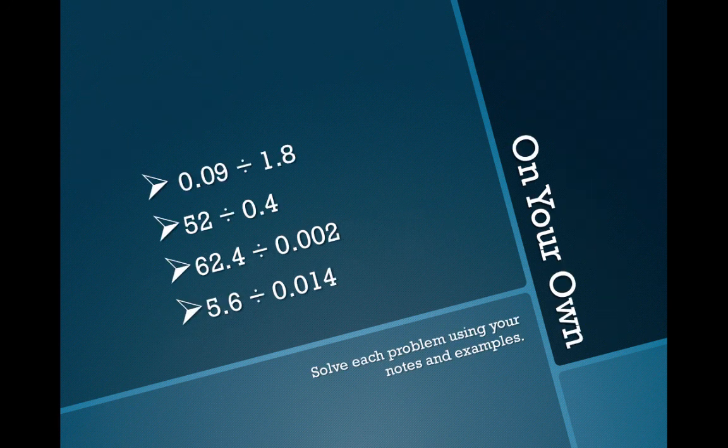Finally, on your own, I want you to copy down and solve the following problems. The first one is 0 and 9 hundredths divided by 1 and 8 tenths, 52 divided by 4 tenths, 62 and 4 tenths divided by 2 thousandths, and 5 and 6 tenths divided by 14 thousandths. Make sure you solve each problem using your notes and examples. If you need to ask for help, make sure you do or write down any questions you might have.